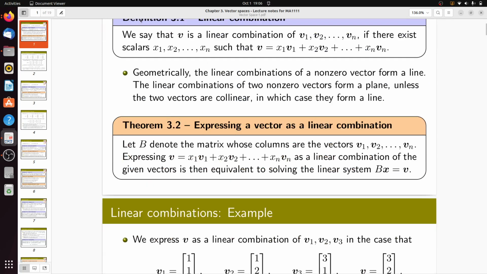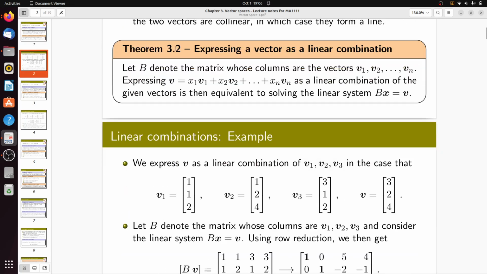Geometrically, the linear combinations of a non-zero vector form a line. The linear combinations of two non-zero vectors form a plane unless the two vectors are collinear, in which case they form a single line. Expressing a vector as a linear combination: let B denote the matrix whose columns are v1, v2, vn. Expressing v equal to x1 v1 plus x2 v2 plus xn vn as a linear combination of the given vectors is then equivalent to solving the linear system Bx equal to v.